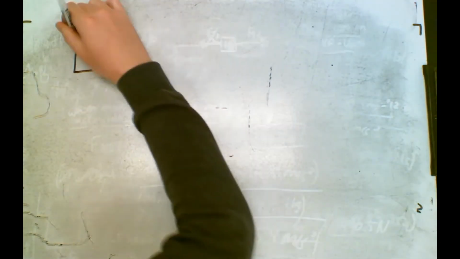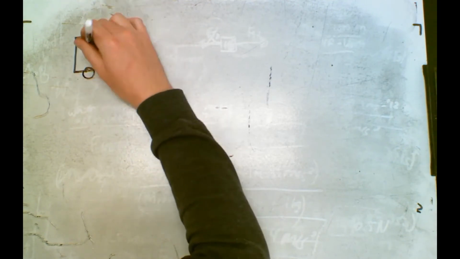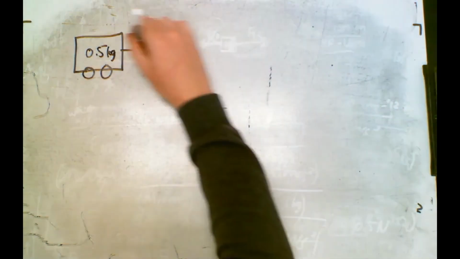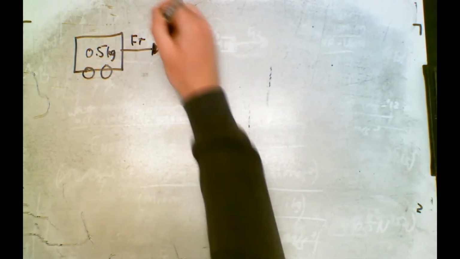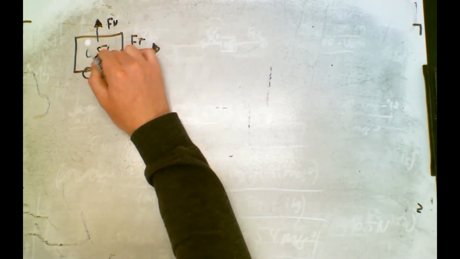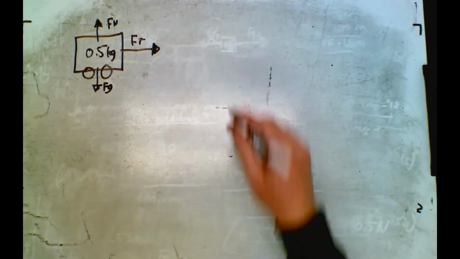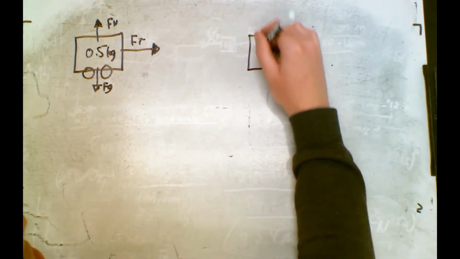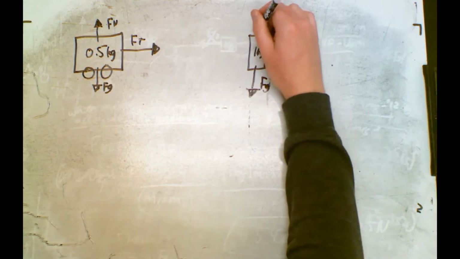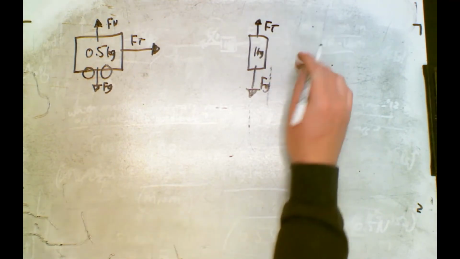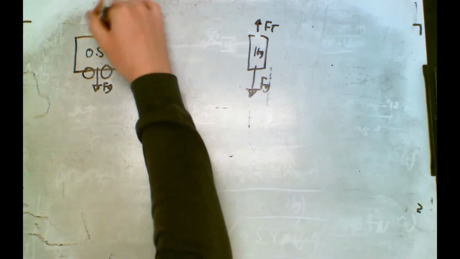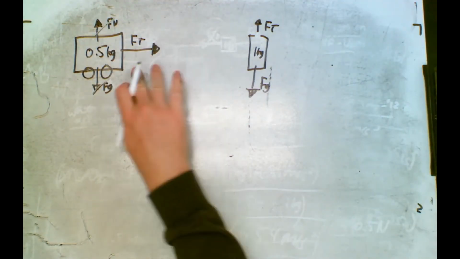So I have mass 1 here, our 0.5 kilogram mass, and it experiences a force of tension, force normal, and force of gravity, like that. And then we have mass 2, which is our 1 kilogram mass. It experiences a force of gravity and a force of tension. And my force of tension would be a little bit smaller because it's accelerating downwards. So I want to look at the forces in the direction of motion.